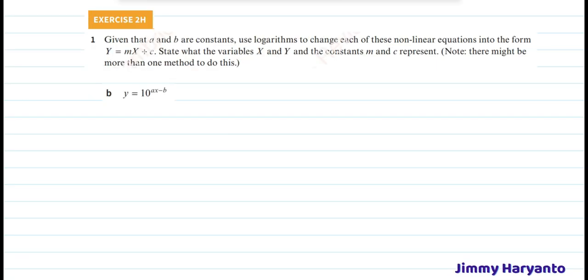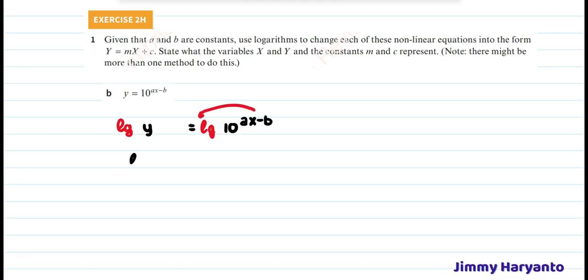Okay, next is question B. For question B, we have 10 to the power of something. For this one, instead of using ln, I will use lg, logarithm base 10, because we have 10 to the power of. When we use lg, lg 10 will equal 1 later. So I add lg to both sides like this, and then I will use the properties of logarithm.